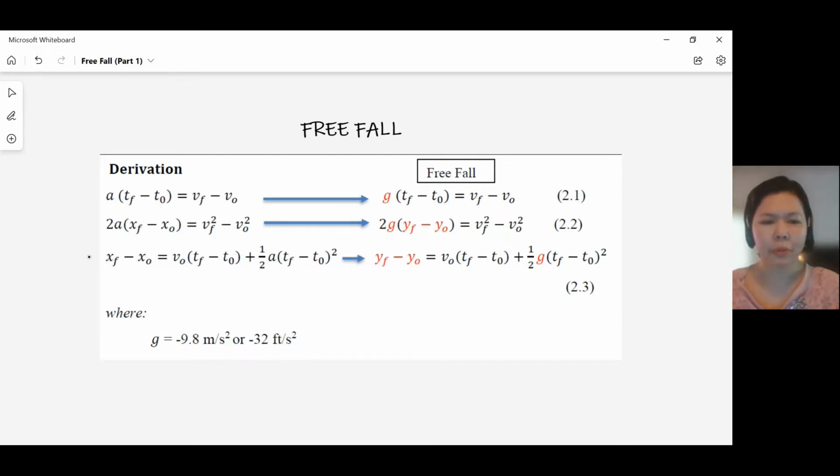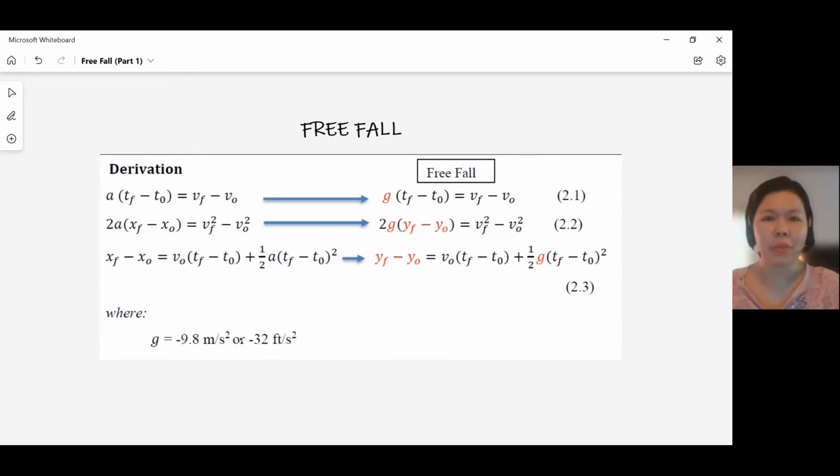Recall our third equation from the previous lesson. That was equation 1.3, xf - x0 = v0(tf - t0) + 1/2 a(tf - t0)². Then in our free fall equation, the x will become y to consider the vertical motion, yf - y0. And then the a in the second term on the right side of the equation will now become g, 1/2 g(tf - t0)². And this is our third equation, 2.3. Here we have g equal to -9.8 meters per second squared, or -32 feet per second squared.